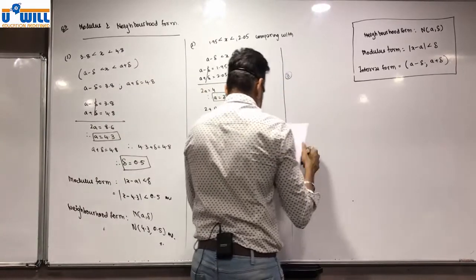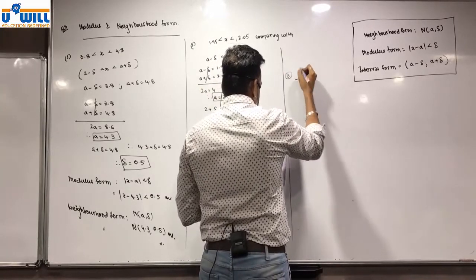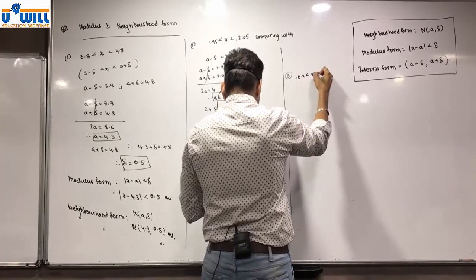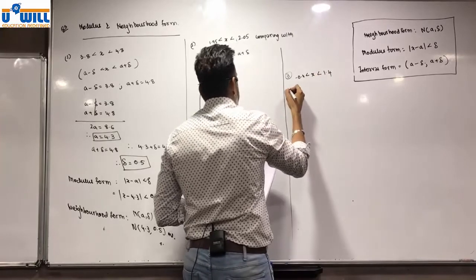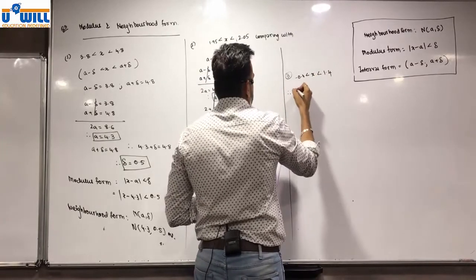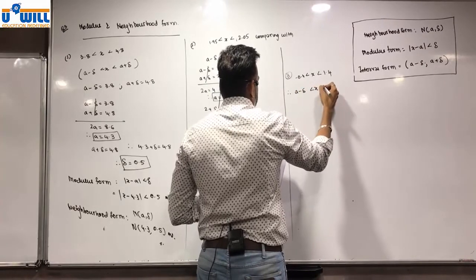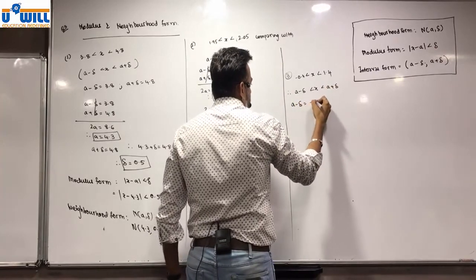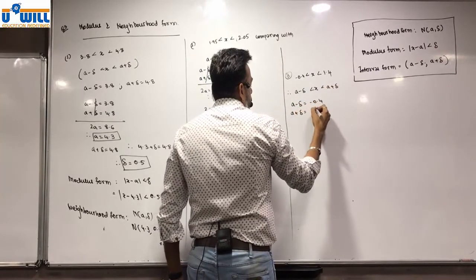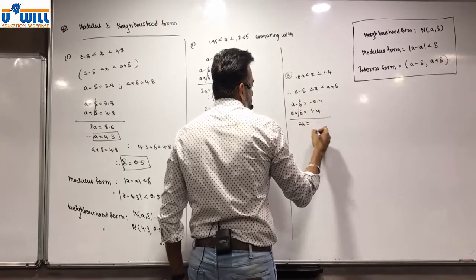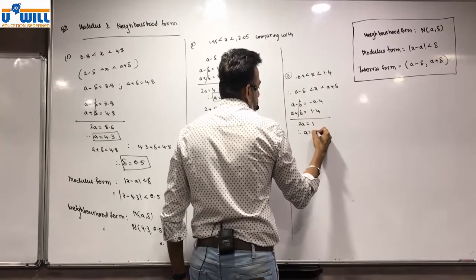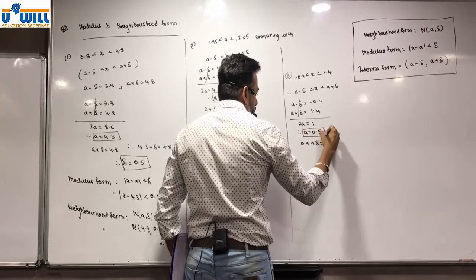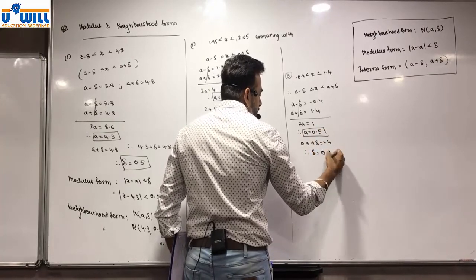Third, x greater than minus 0.4 less than 1.4. Therefore, a minus delta less than x less than a plus delta. So a minus delta is equal to minus 0.4, a plus delta is 1.4, 2a is equal to 1. Therefore, a is equal to 0.5. 0.5 plus delta is equal to 1.4. Therefore, delta is equal to 0.9.